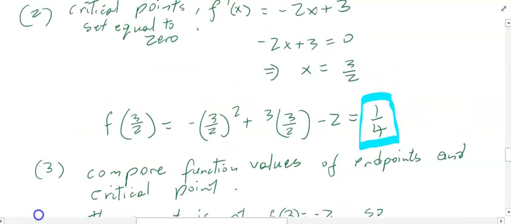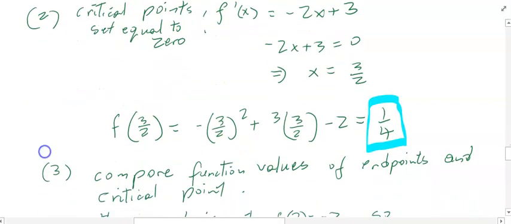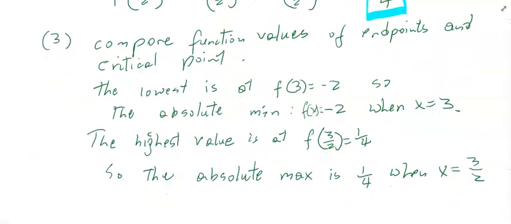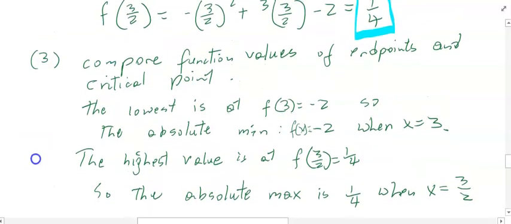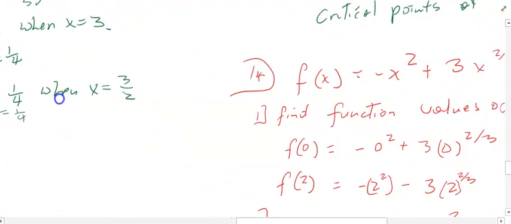What about the absolute maximum? The absolute maximum then is our highest number, which is 1/4. So the absolute maximum occurs at f of 3/2, which is 1/4. And so the absolute maximum, you can say that is f of x equals 1/4, or you can just say it's just equal to 1/4 when x equals 3/2. And we're done. Let us look at another problem.